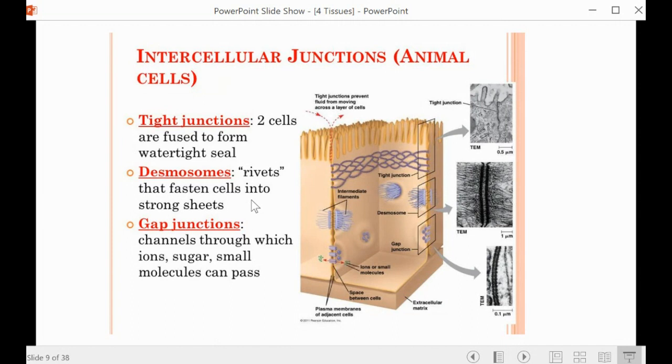And then gap junctions are just what it sounds like. It's a little gap between, and these are channels, and they can allow ions to pass through. Ions, remember, are positively charged atoms. Sugars, like glucose, C6H12O6, and other small molecules can also pass through.